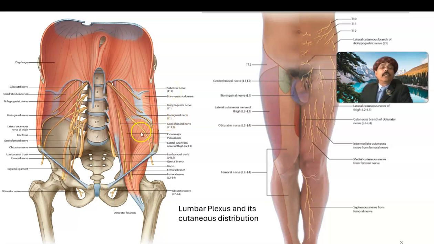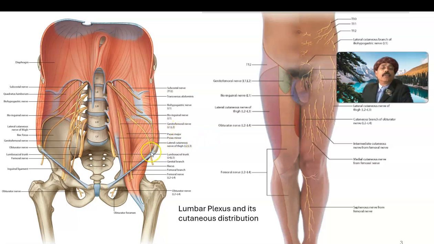We are also looking here at the genitofemoral nerve that pierces the psoas major muscle. It has two parts: one is the genital part, another is the femoral part, and its root value is L1, L2. This is psoas major muscle. This is psoas minor muscle.